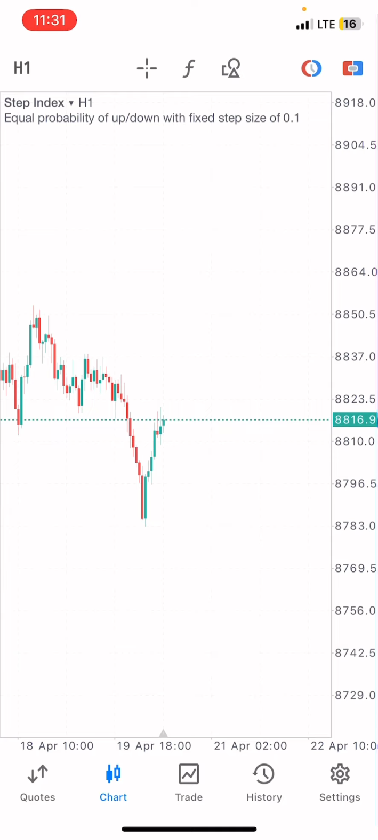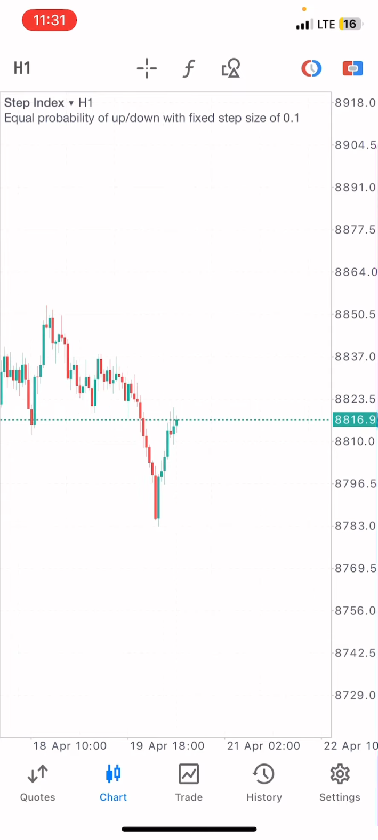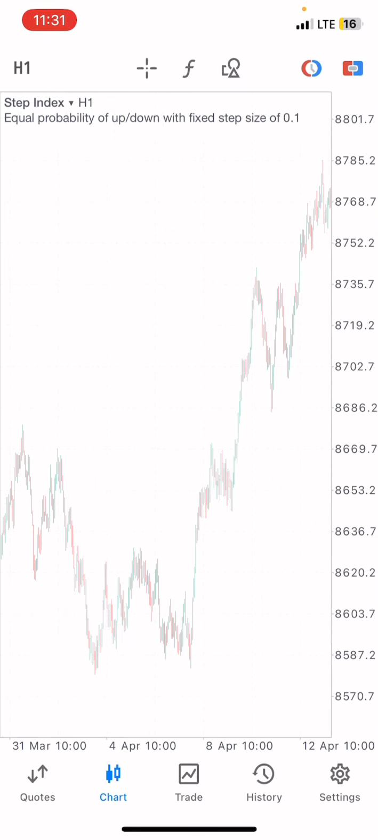I'll be showing you guys the most effective way to trade in the step index market, the right strategy and the right market approach to trading the step index market. So let's move down to the chart.